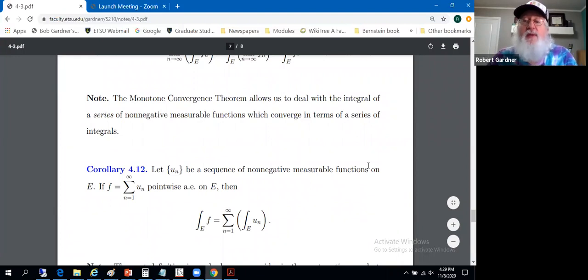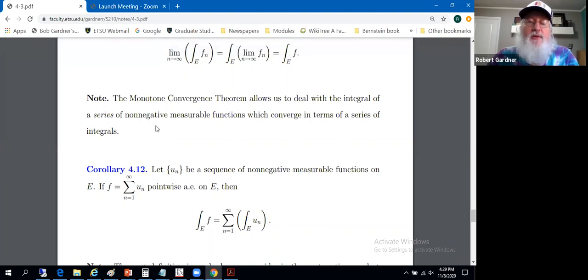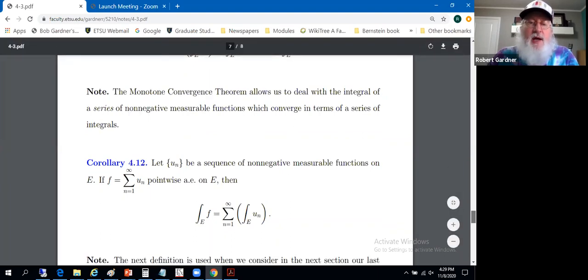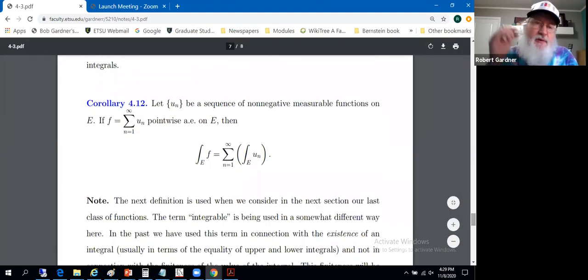The monotone convergence theorem allows us to deal with the integral also of a series of non-negative measurable functions, in terms of a series of integrals. The integral of the series is the series of the integrals. And this is the first time we've dealt with a series, probably the last time in real analysis 1 that we'll deal with a series, not the last time in analysis, but the last time probably in the Lebesgue stuff.